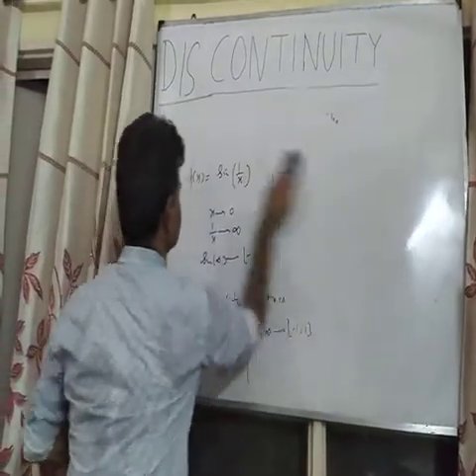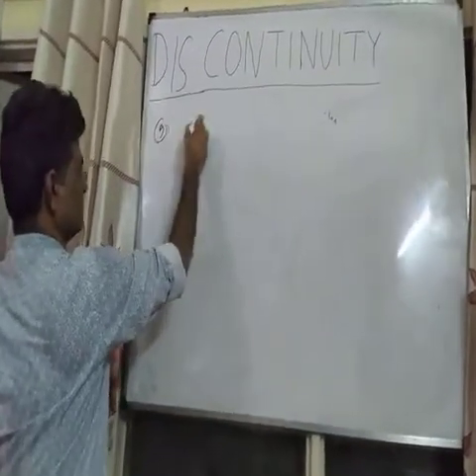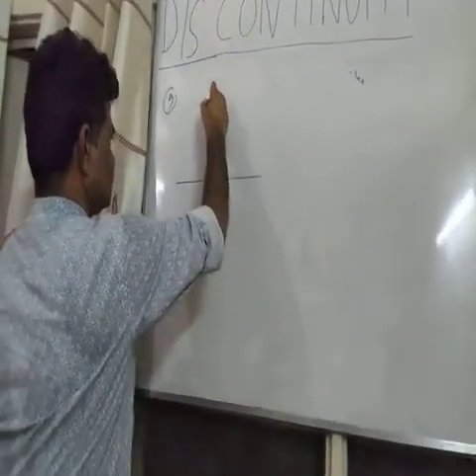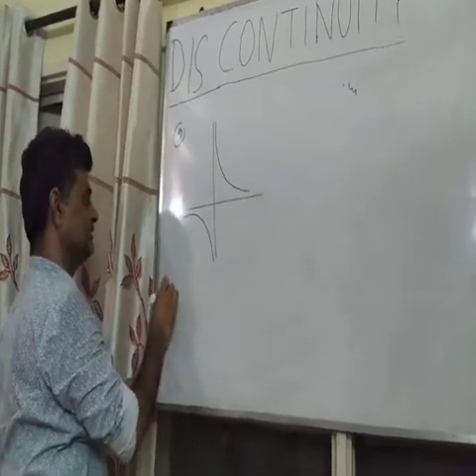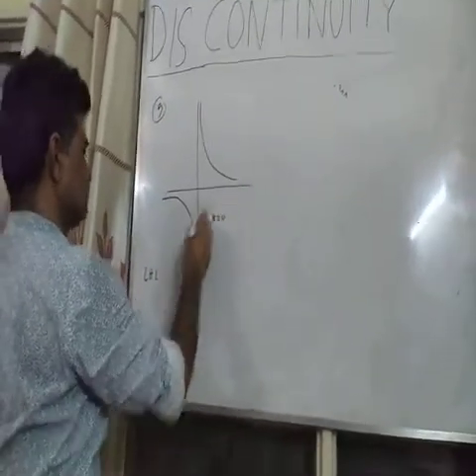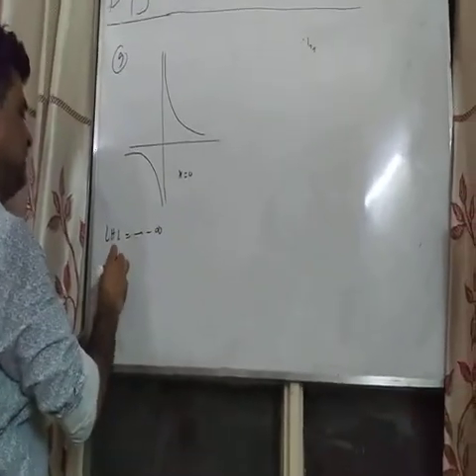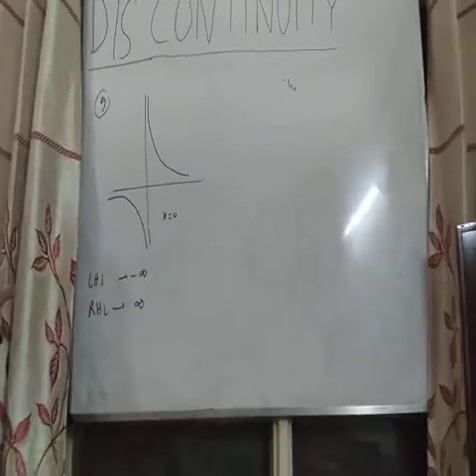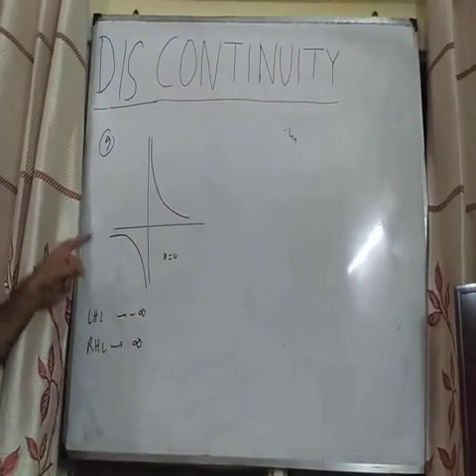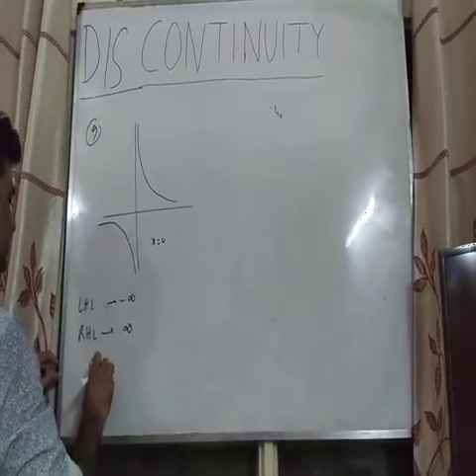Now we'll discuss the next type, number 9. If the graph is like this, at x equals 0, we can see the left hand limit is tending towards minus infinity and the right hand limit is tending towards infinity. In this case also the function is discontinuous at x equals 0, and we call it infinite discontinuity.